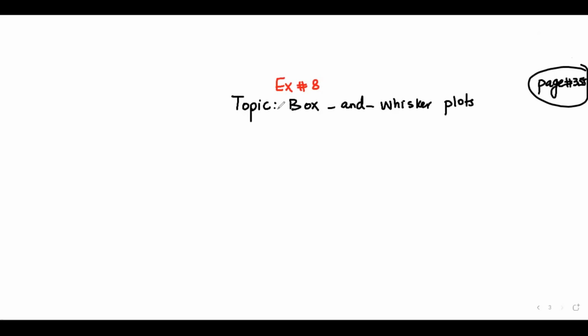In box and whisker plots, this is exercise 8, box and whisker plot. You need 5 things here. You should know what your median is. We will find the median, then the lower quartile, then the upper quartile, and then the lowest value and the maximum value. After finding these 5 numbers in the data, you can plot the graph.